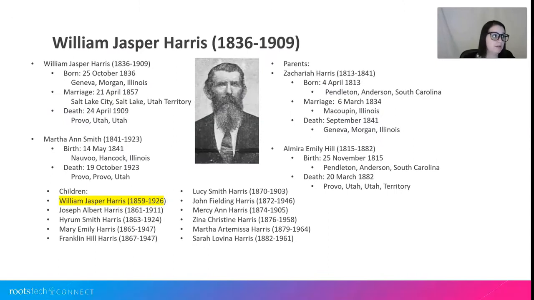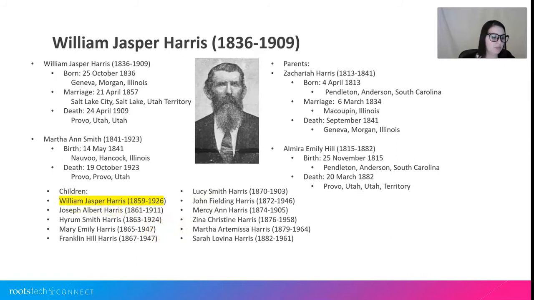You have, right here is William Jasper, the father. These are his parents, Zechariah and Almeria Emily. And then you have his wife, Martha Ann Smith. And then this is his son, William Jasper, who will be doing 1860 through 1920 U.S. Censuses. And these are the rest of his children.